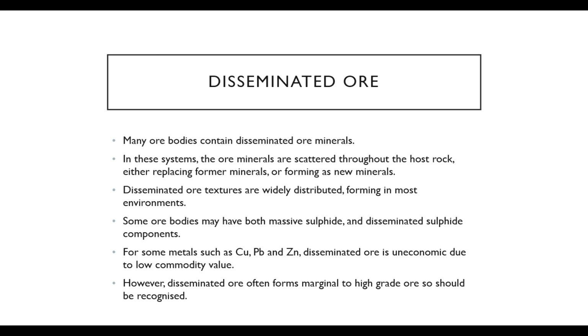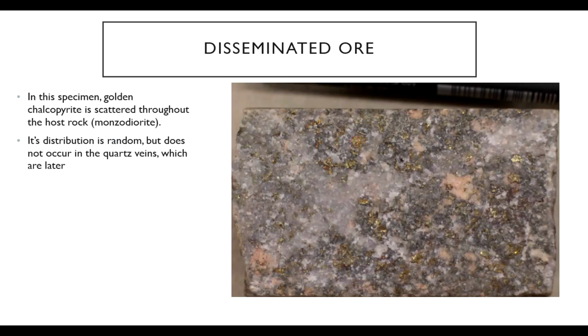So something like gold, of course the grade margin is much smaller, so disseminated ore can be okay. So here we go. We see it's a bit more scattered here. This is chalcopyrite with these goldy coloured inside a monzodiorite, so probably some sort of porphyry or hydrothermal deposition here.